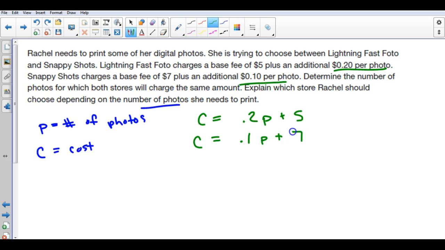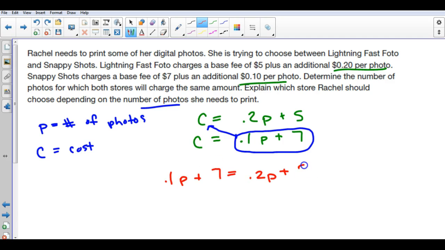So I have 2 equations that are in slope-intercept form. Instead of y equals mx plus b, I have c equals something times p plus the b. So when you have two equations in slope-intercept form, I'm going to use substitution to solve these. I'm going to take this expression here and substitute it in for c, since it's what c equals. And what I'm actually going to do then is basically set both of these expressions equal to each other. 0.1p plus 7 equals 0.2p plus 5.